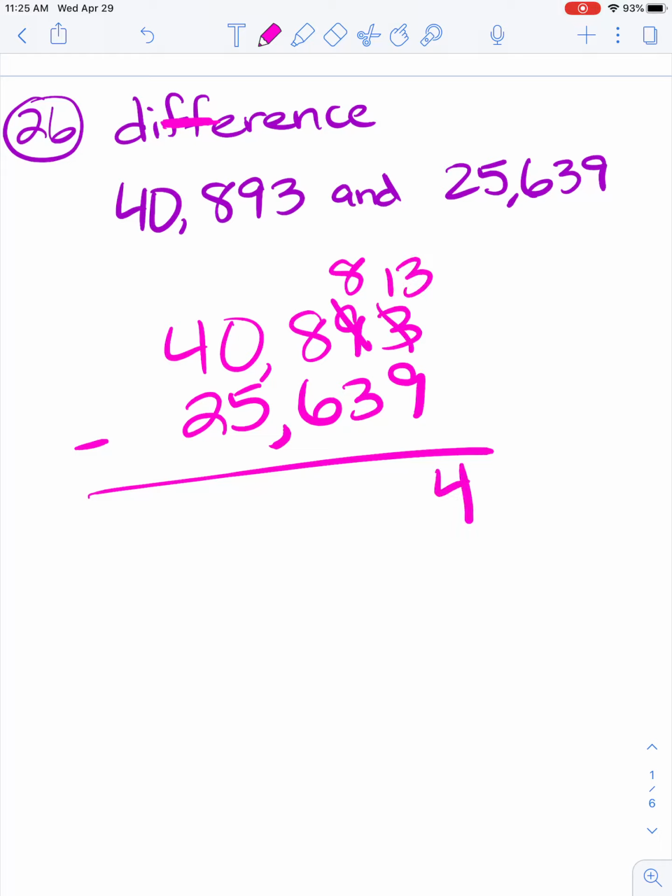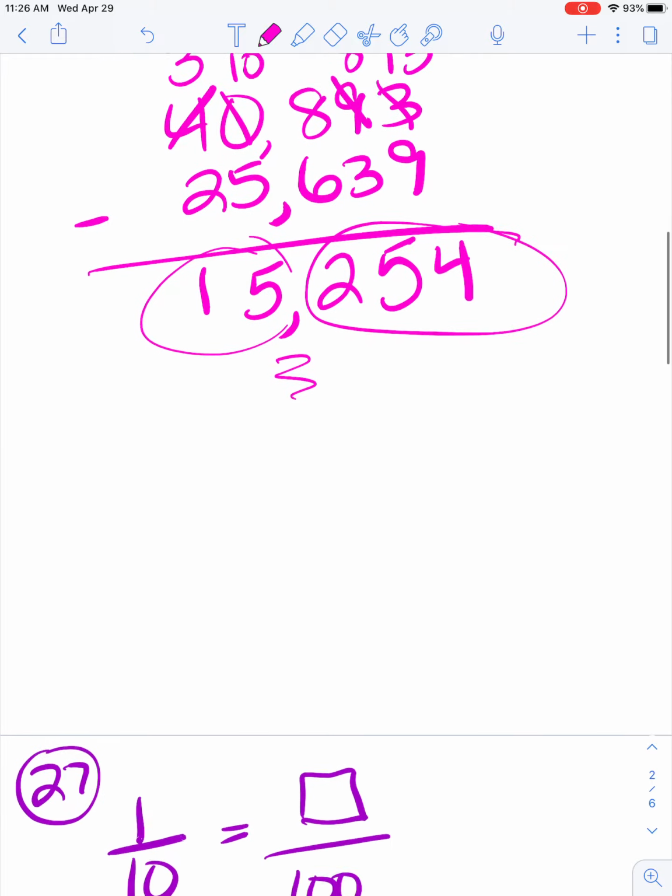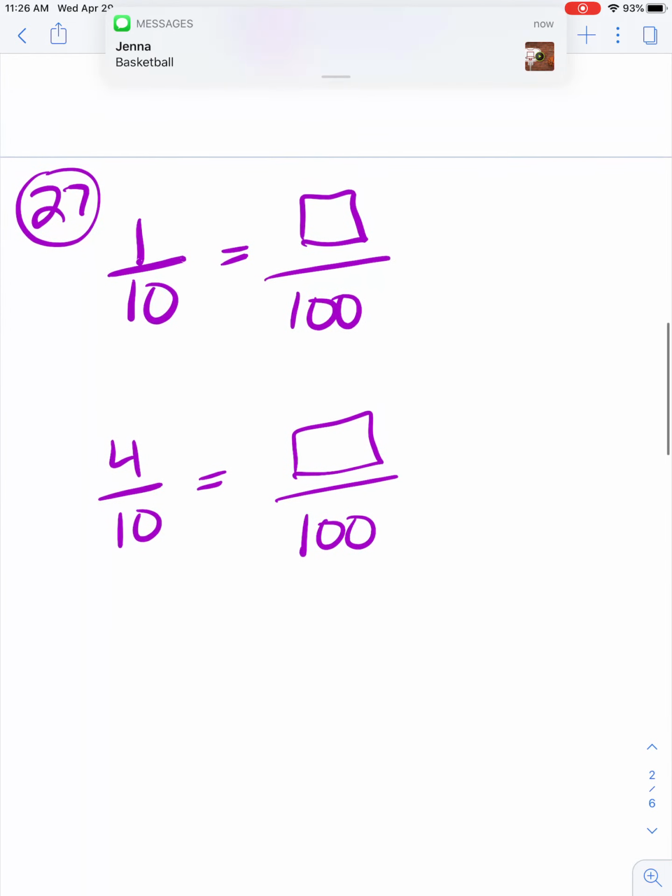Instead of 9, I have 8. Instead of 3, I have 13. 13 minus 9 is 4. 8 minus 3 is 5. 8 minus 6 is 2. 0 minus 5 I can't do. Go next door and get 10 more. Instead of 4, I have 3 and bring over a 10. 10 minus 5 is 5 and 3 minus 2 is 1. Read it with me, 15,254.